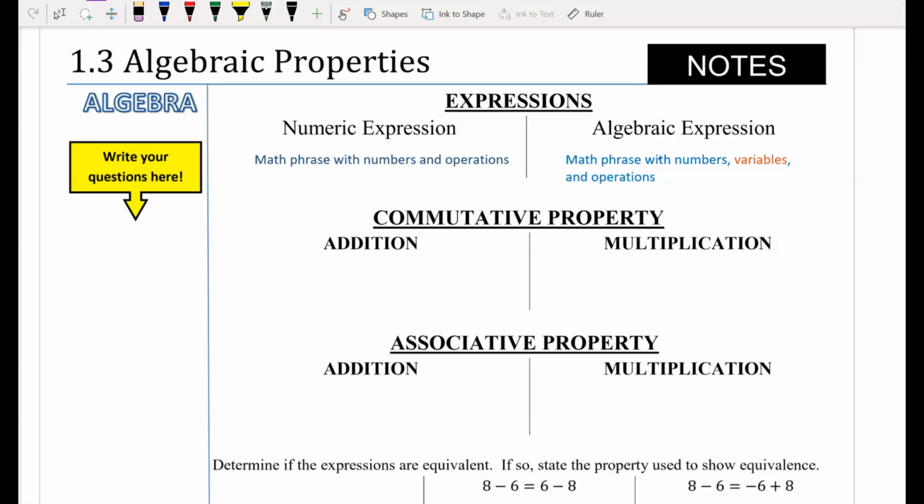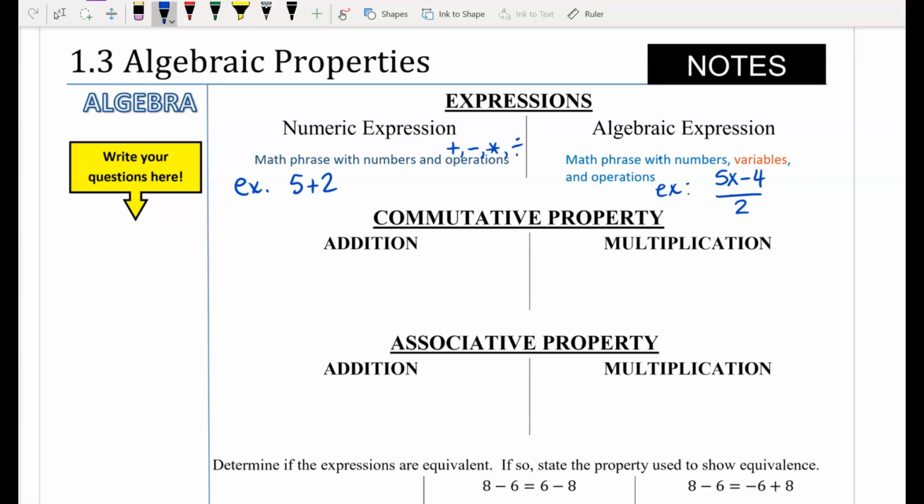An expression is a mathematical phrase, and we have two types, a numeric expression and an algebraic expression. A numeric expression is a math phrase with just numbers and operations. An algebraic expression is similar. It's a math phrase, but it has numbers and variables and operations. By operations, we just mean the arithmetic operations. We can add, subtract, multiply, or divide.